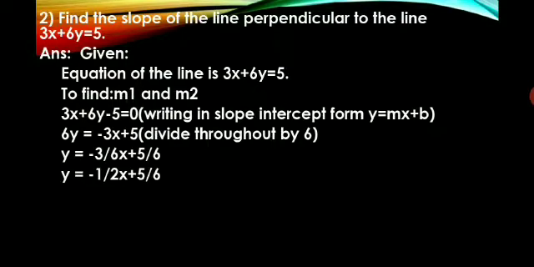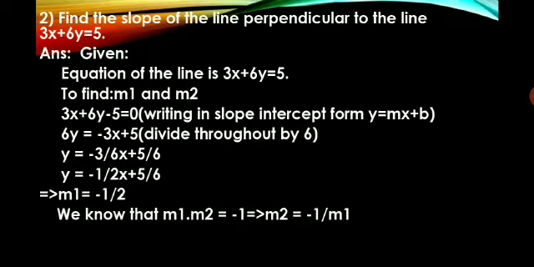Therefore, y is equal to minus 1 by 2x plus 5 by 6, which implies m1 is equal to minus 1 by 2. We know that product of the slope is equal to minus 1 when two lines are perpendicular. Therefore, m2 is equal to minus 1 by m1, which implies m2.